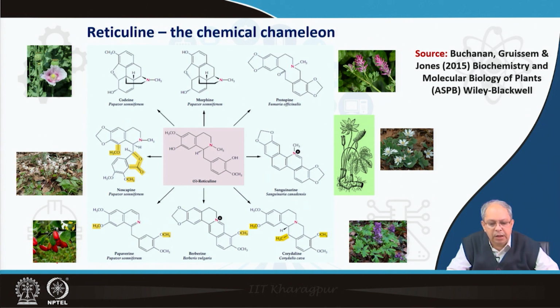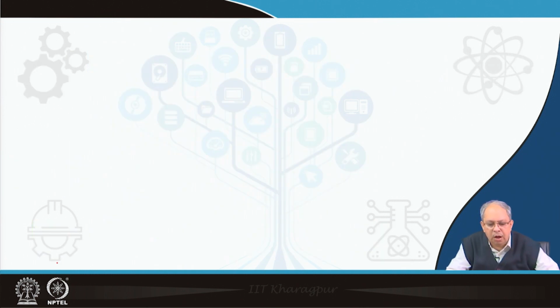Reticuline, I have also said that it is the chemical chameleon, because it is the base molecule, and from that molecule, changes in the functional groups and modification of the alkaloid scaffold structures lead to formation of different alkaloids in different plants. This is just to remind you. So I will just go to the board now, and I will draw from reticuline onwards.